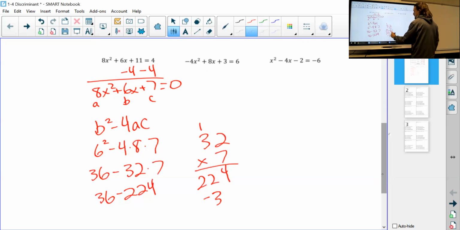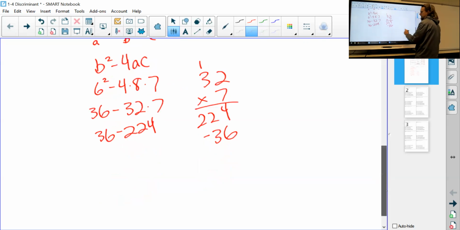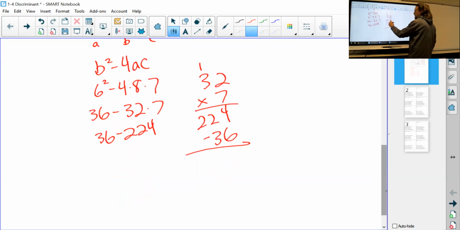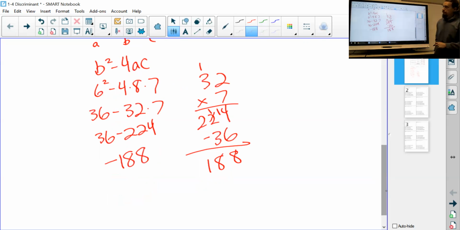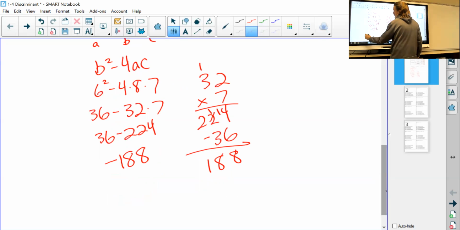So we just need to work that out. If you have a calculator, this would be a good time to use it if you don't want to do this by hand. That's 14 minus 6 is 8. 21 minus 3 is 18. So we have negative 188. Okay. Since we have a negative answer, I know there are going to be 2 imaginary solutions.